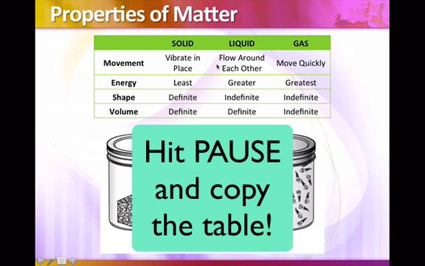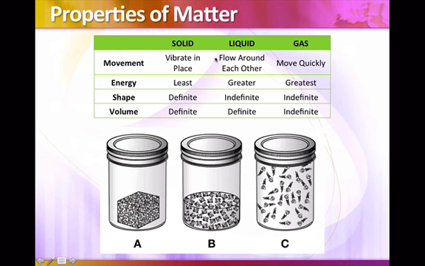Liquids have more motion. They're allowed to flow around each other. They have enough kinetic energy that they're moving and flowing, and that's what gives the liquid its properties that you see. And then a gas, they move even faster. So those atoms are flying around the room. Even though you can't see them, you can't feel them, they're moving very, very quickly. Energy, therefore, would be the least in a solid, greater in a liquid, and then the greatest in a gas.